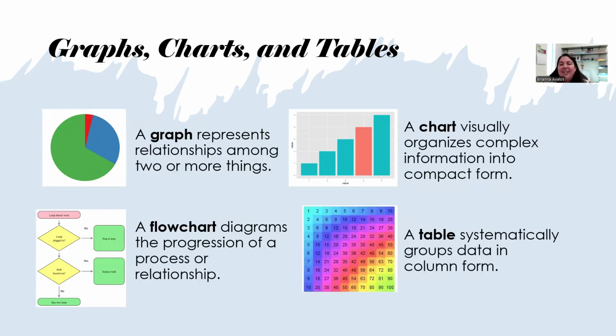So we have graphs, charts, and tables. I think these are great ways for you to incorporate your credible sources, those statistics, and show us in a pie graph, or some type of chart or a table, where we can visually see your numbers and what's going on here. You can use a graph, a representation of relationships between two or more things; a chart, kind of like compacting that information; a table can help you group a lot of data.